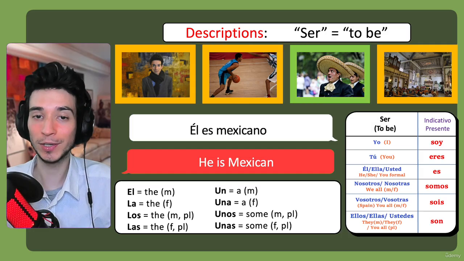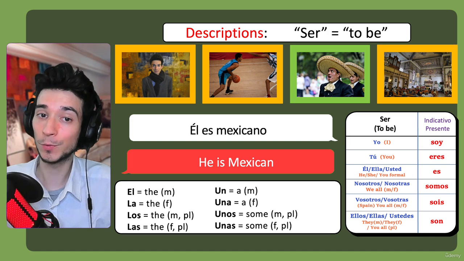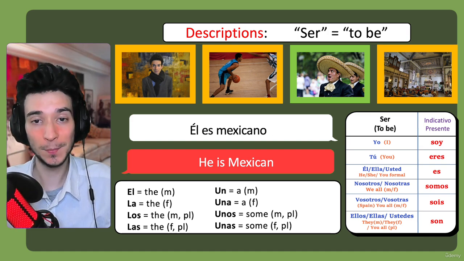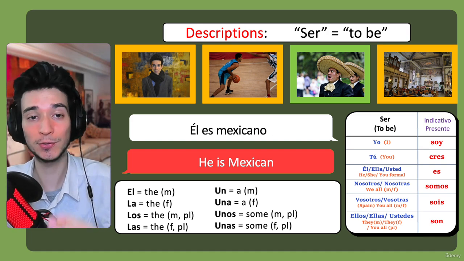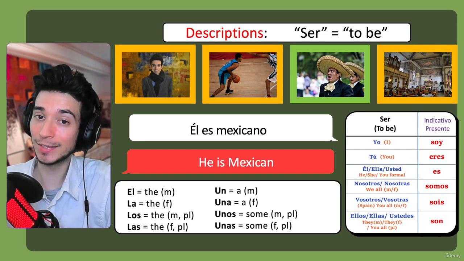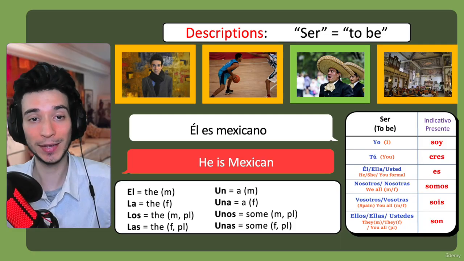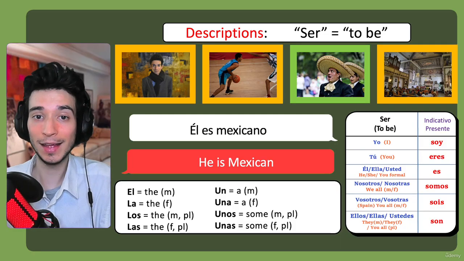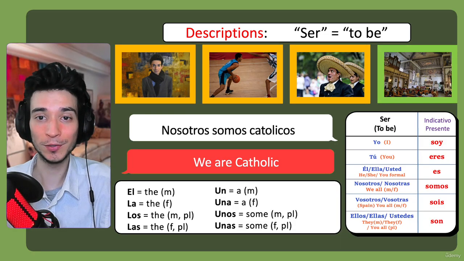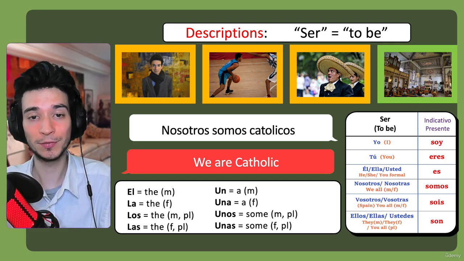And the next one: él es mexicano. He is Mexican. This relates to his nationality. Él es mexicano. He is Mexican. And the next one, we can also use it for religions or political affiliations.